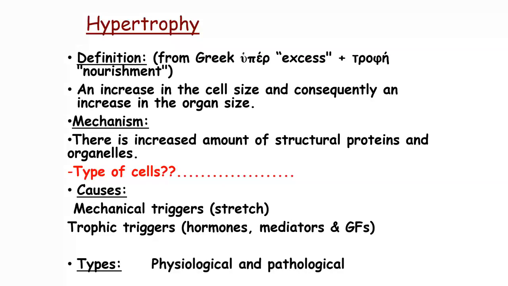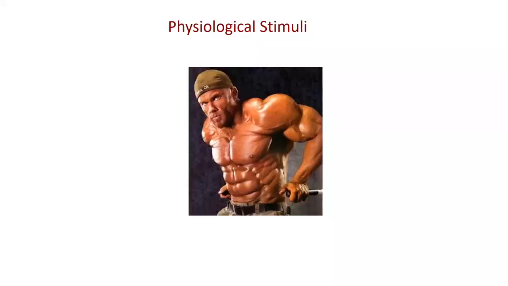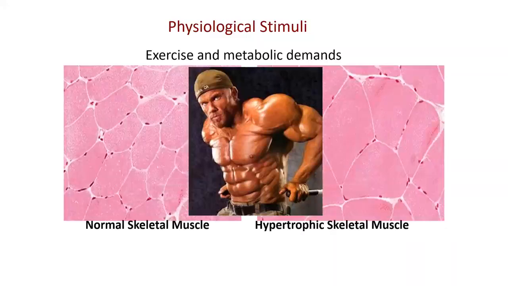The types of hypertrophy may be physiological and pathological. Physiological stimuli, as in case of exercise, as increased metabolic demands and exercise, as in an athlete. And if you look at the normal skeletal muscle fiber here and look at the hypertrophic skeletal muscle fiber, you can find that there is increase in the size of individual fibers, resulting in increase in the size of the total muscle.